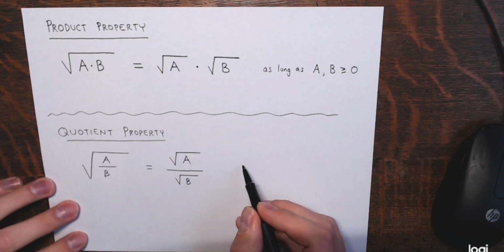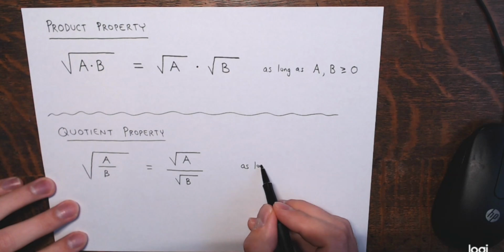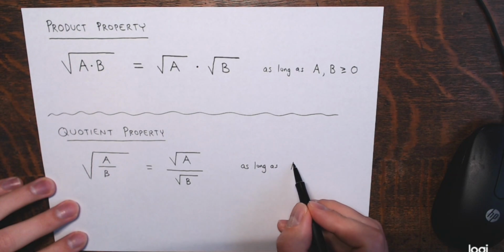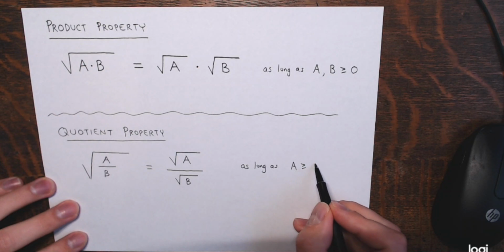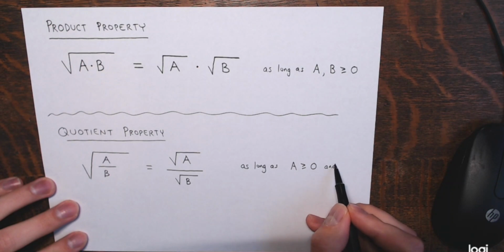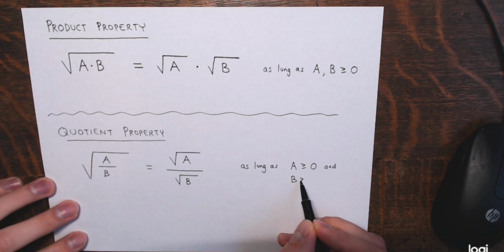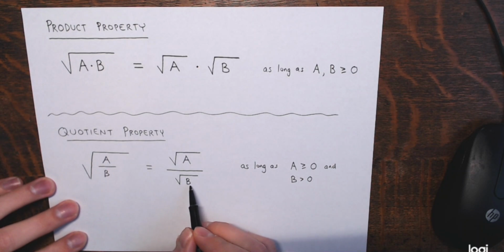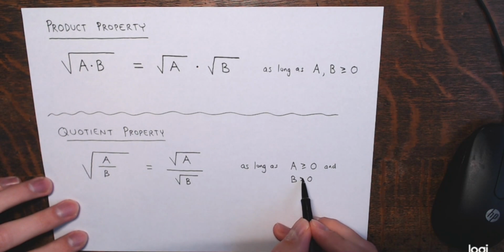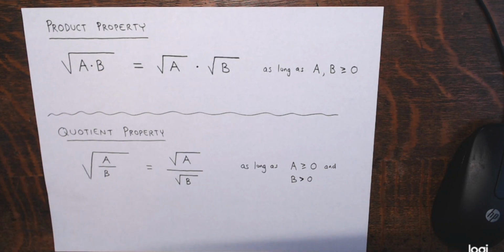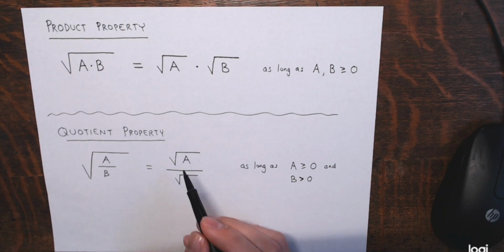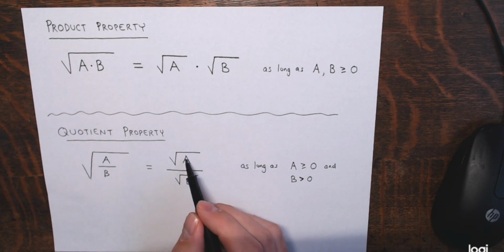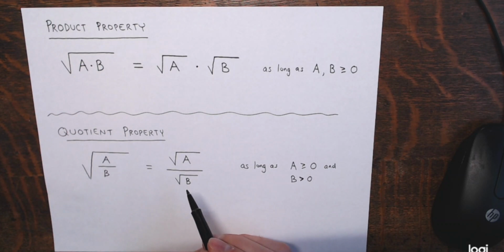Again, as long as a is some non-negative number and b is a positive number, right? Because b can't be 0 because it's in the denominator. That's why I've got b strictly greater than 0 here. Because if either one of these is negative, this right side will have some non-real expression. The square root of a negative number is not real. We're only dealing with real numbers here.